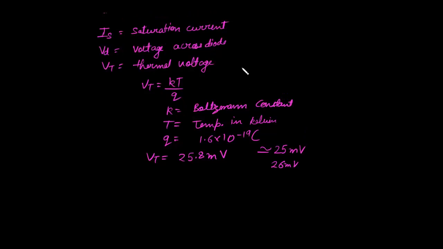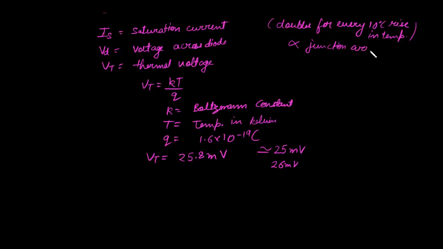Some interesting fact about Is is that it doubles for every 10 degrees centigrade rise in temperature, and it's directly proportional to junction area. If we double the junction area, then this saturation current across this diode will double.